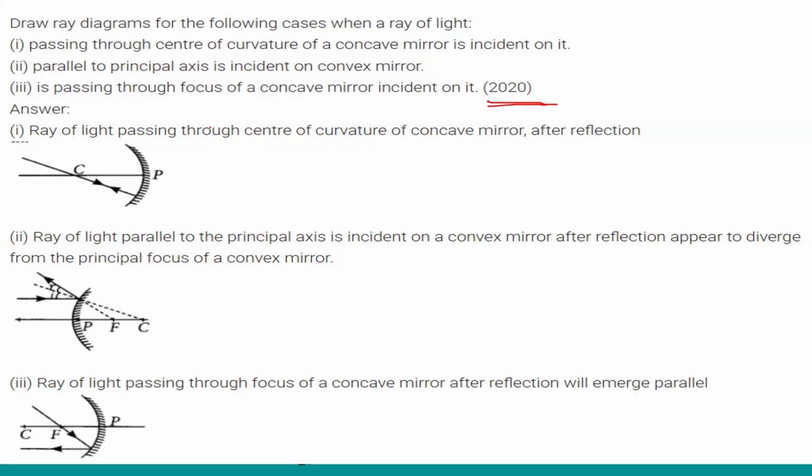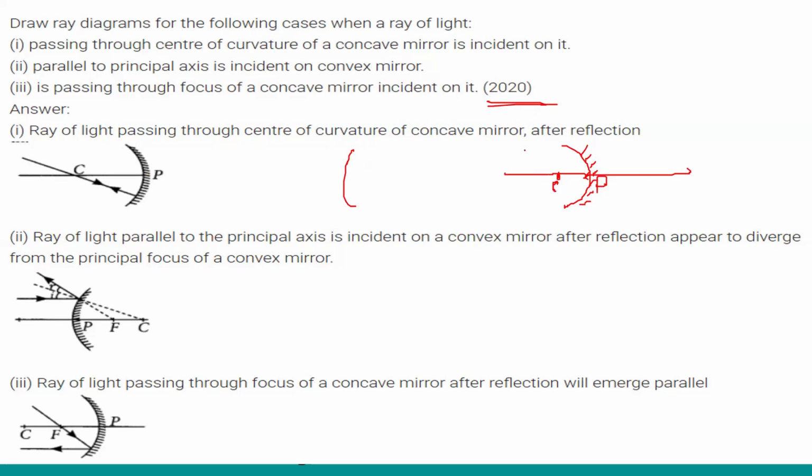A ray of light passing through the center of curvature of a concave mirror, after reflection. So this is a concave mirror and this is the principal axis. Here it is drawn. This is the center of curvature C, this is the pole P, and this is the principal axis.